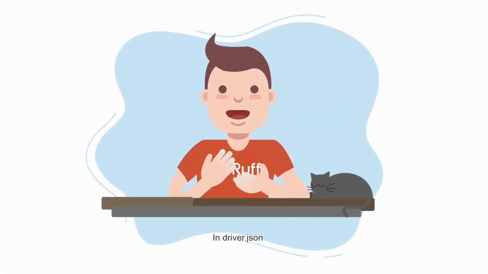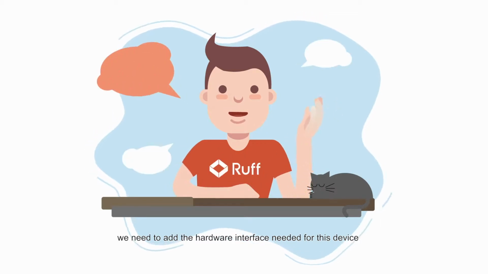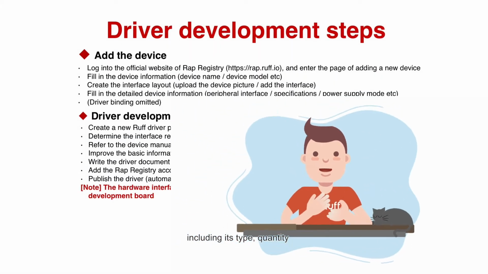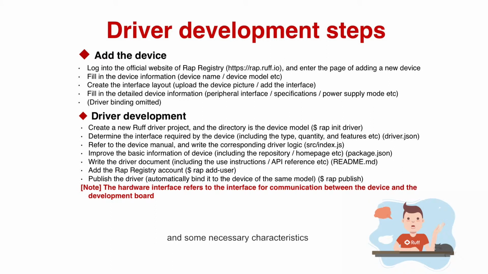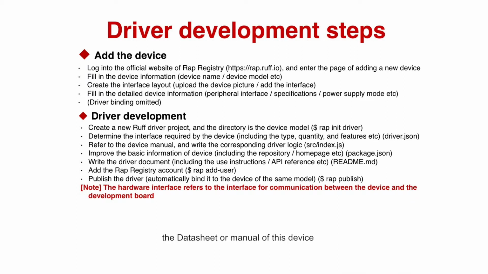In driver.json, we need to add the hardware interface needed for this device, including its type, quantity, and some necessary characteristics. Next, we need to refer to the datasheet or manual of this device. Then, write the code logic according to the corresponding logic. Next, we need to improve the basic information of the driver, including its homepage, address, and the repository for code maintenance address.